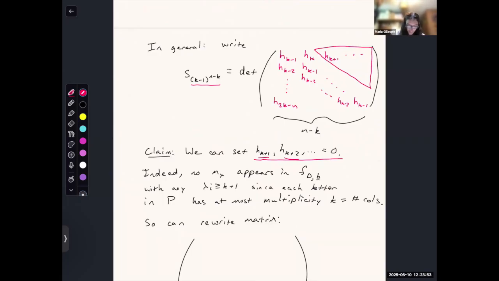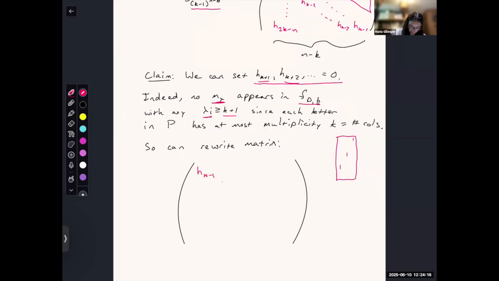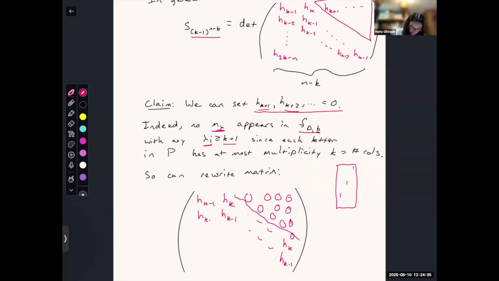The reason is that when we're looking at FDB, you can't have an m lambda where any lambda i is bigger than k plus 1. No part of your partition can be bigger than k plus 1. Just by combinatorics, you have k columns, so you can't have the number 1 more than k times because you can't have repeats in columns. That means we can rewrite this matrix with h k minus 1's on the diagonal, h k on the off diagonal, and zeros everywhere else in this big triangle up here, which I'm not drawing very well. You do still have the h's down here, and that makes the number of possible terms in this computation a lot more tractable.